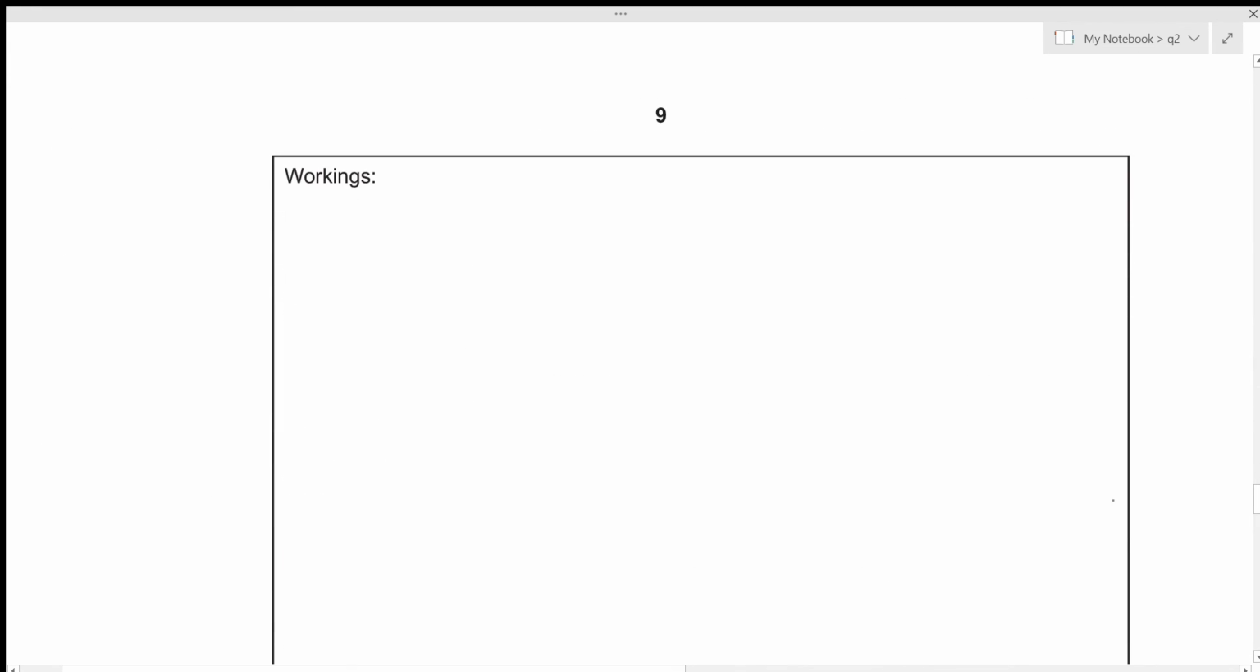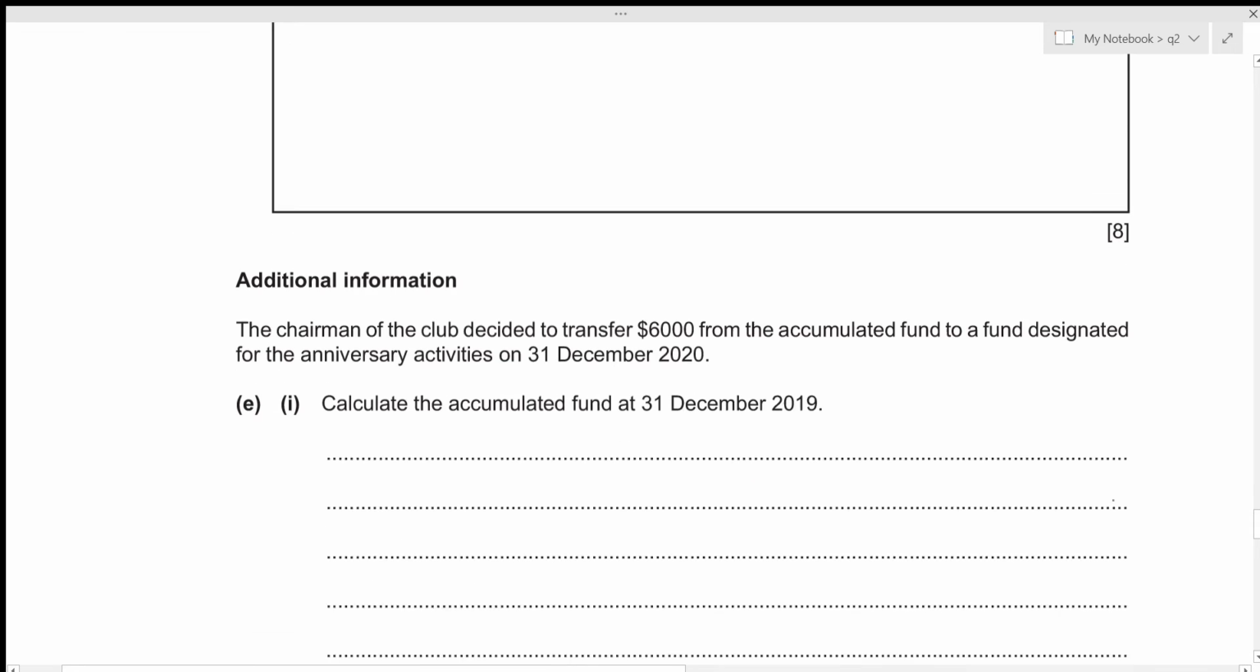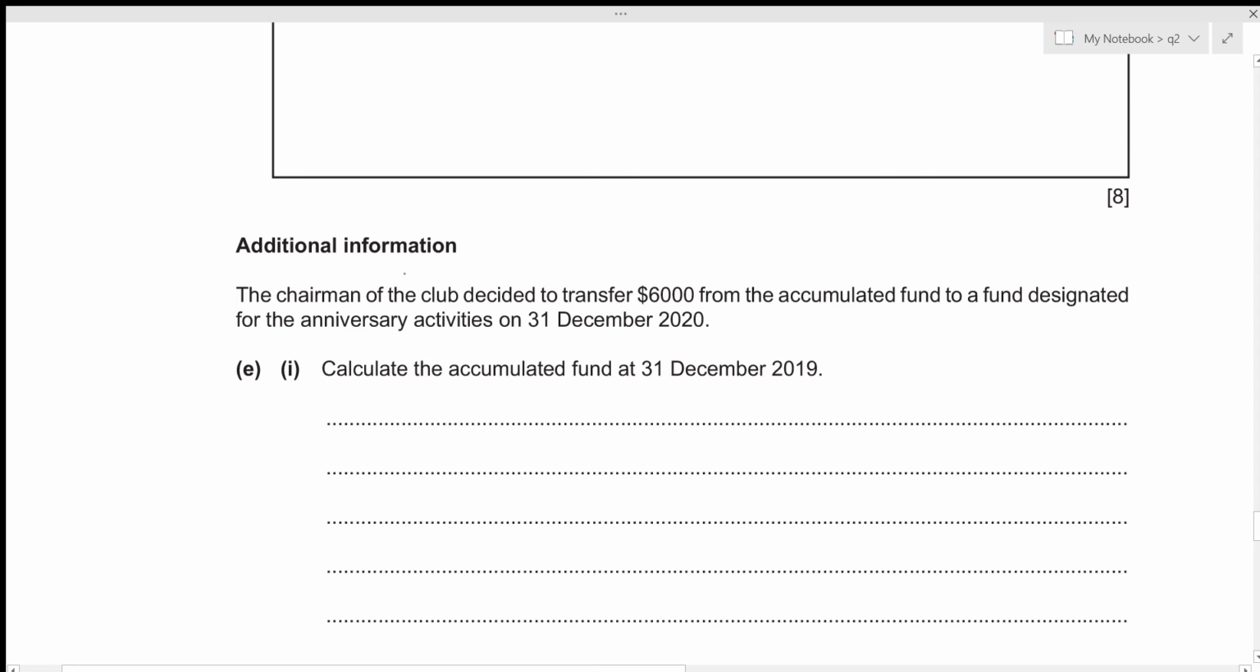Again, we were given the workings. Instead of scribbling all of the question paper like I did, you guys should be showing all of your workings in this particular box. We are given additional information. The chairman of the club decided to transfer 6,000 from the accumulated fund to a fund designated for the anniversary activities on 31st December 2020. So we need to figure out the accumulated fund at 31st December 2019.